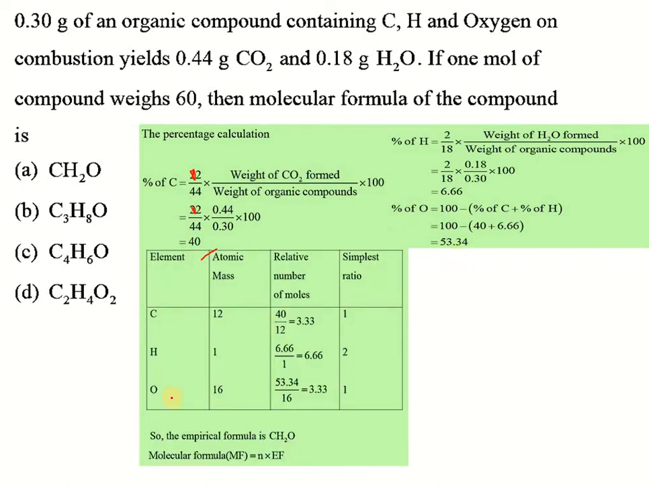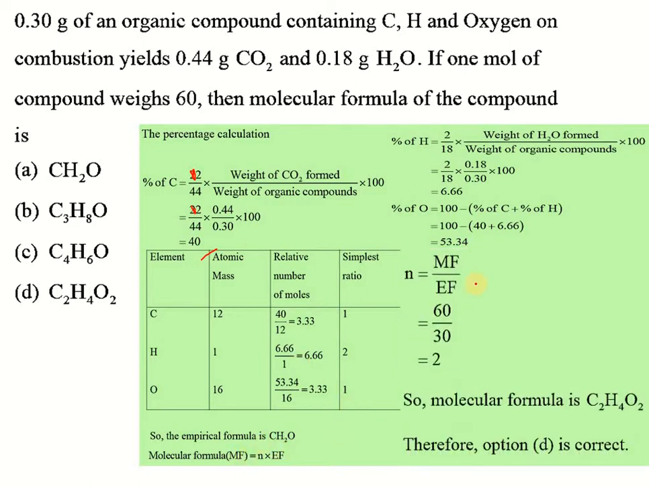If you list out carbon, hydrogen, oxygen, the atomic masses are taken as 12, 1, 16 respectively. The simplest ratio we got after dividing the percentages by the atomic masses is 1 to 2 to 1. That means CH2O is the empirical formula. This empirical formula mass is 30. That means n is equal to the given molecular mass 60 by the empirical formula mass 30, that is 2. So the molecular formula will be 2 times CH2O, that is C2H4O2. So option D is the right option for this one.